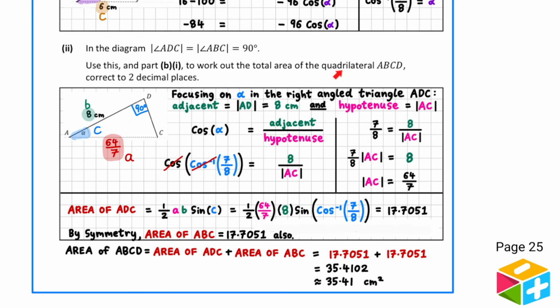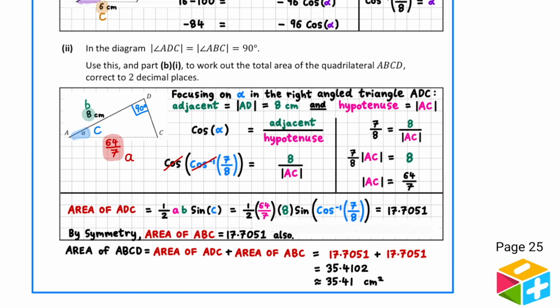But as we mentioned earlier, this shape is split evenly into 2 halves, an upper triangle, ADC, and a lower triangle, ABC. We've just found that the area of the upper triangle was 17.7051, and by symmetry, the area of the lower triangle will be the exact same.